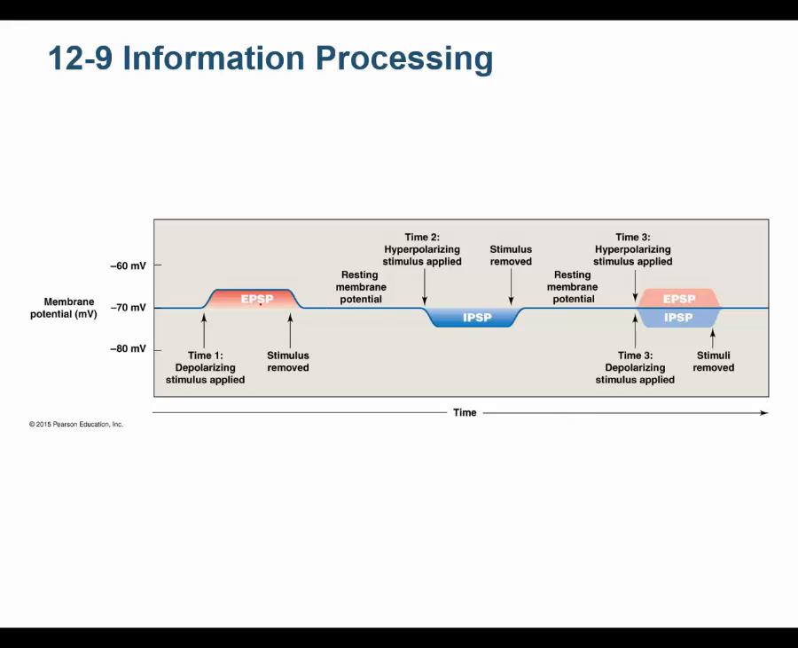But realize that it's not just one EPSP and one IPSP that are being added together. I mean, in this example it is. But you could have 5 EPSPs and 1 IPSP. The EPSPs win. You could have 3 IPSPs and 1 EPSP. The IPSPs win. The bottom line is summation occurs, and a decision is made to fire or not fire based on that summation.